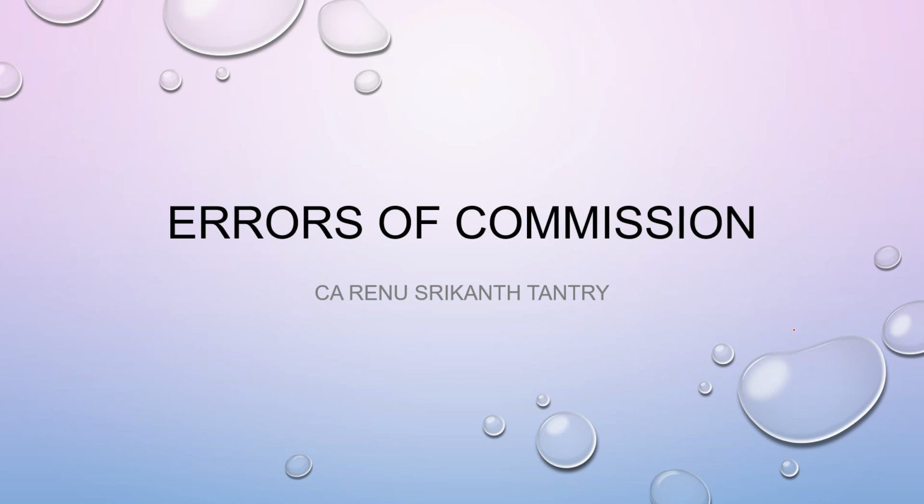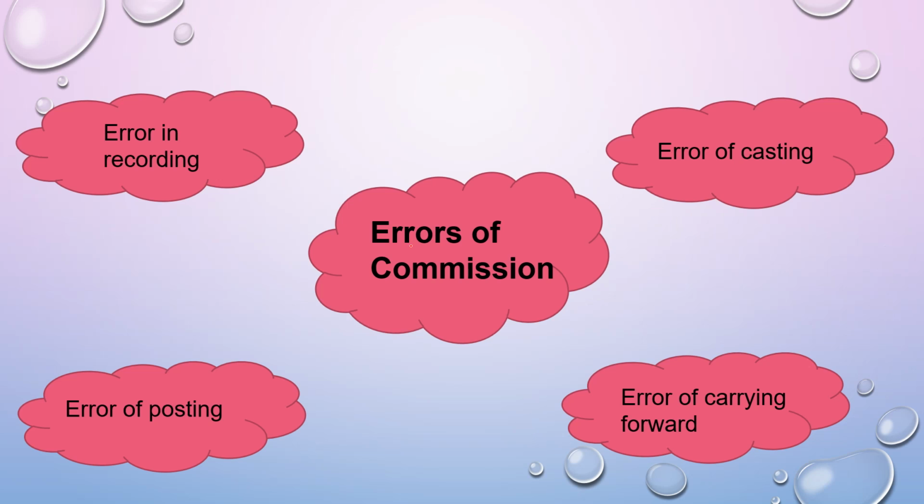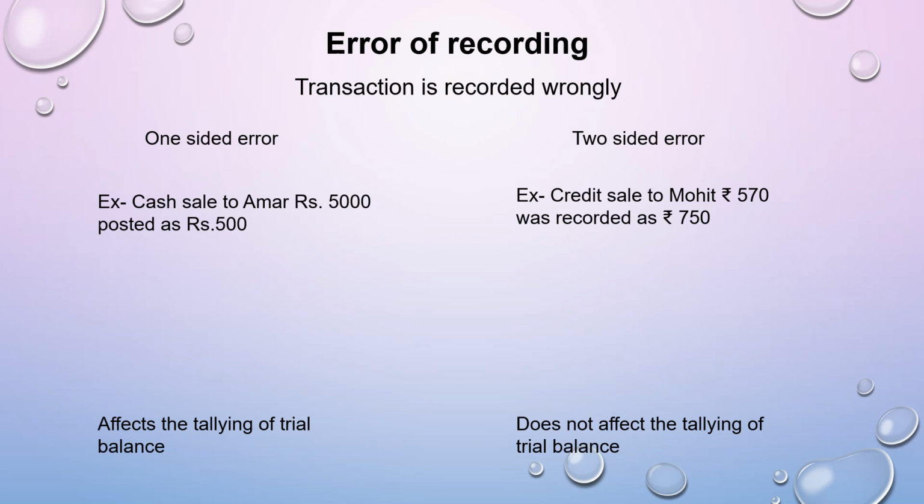Hi all, welcome to today's session where we'll be learning in detail about errors of commission with examples. Now, the errors of commission can be of various types which we are going to learn today, namely error in recording the transaction, error of casting, error of posting and error of carry forward. So let us look at each one of them in detail with relevant examples to understand it better.